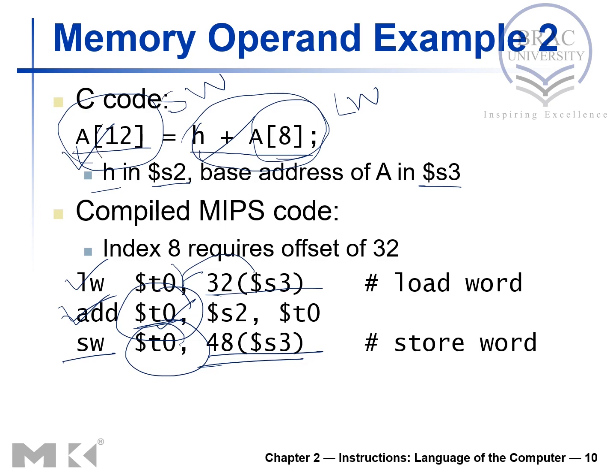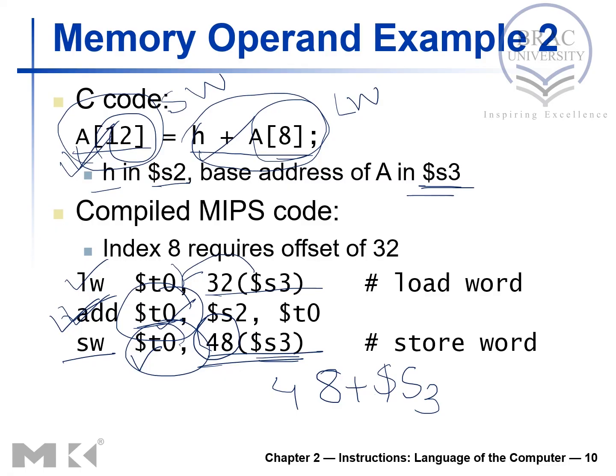See, this is 12, so we always multiply it by 4, so we use 48, and the base address is stored in S3, so we write S3, which means it's 48 plus whatever value we have in S3. If we perform this addition, then we get the memory address of A12, and in that address, whatever value we have in T0 after this operation will be stored. That is how this store operation takes place.